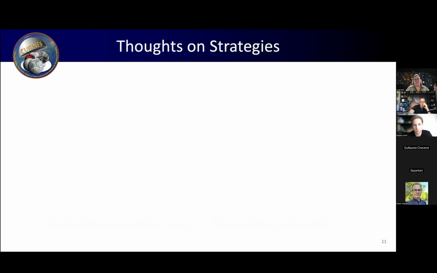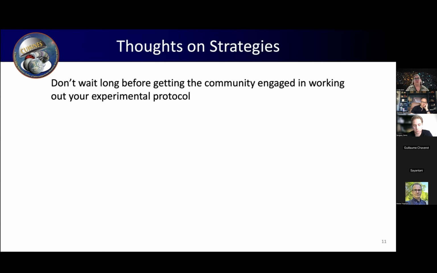So just some general thoughts on strategies going forward. So one, don't wait too long before getting the community engaged, right? So I think it's great that Tim is going to be talking about his new soon to be unveiled MIP on interior processes, because this is really one case where too many cooks are not going to spoil the sauce, right? The more input you get, the more likely you are to be able to come up with an experimental design that really is inclusive of as broad participation in the community as possible.